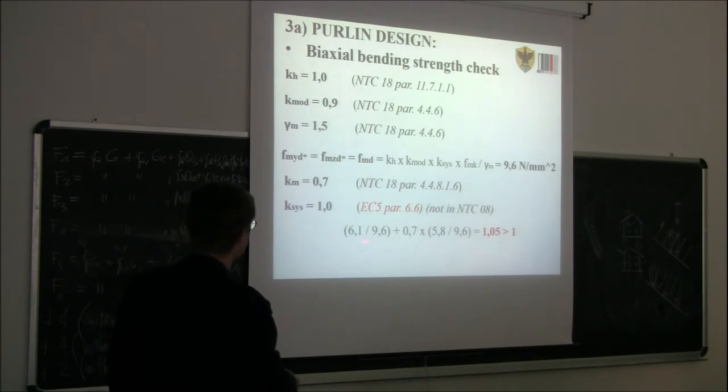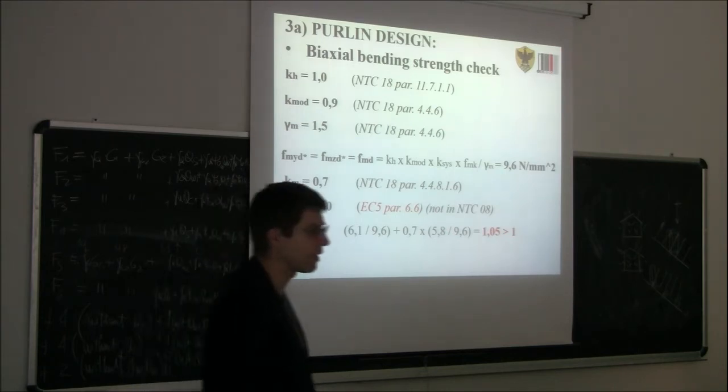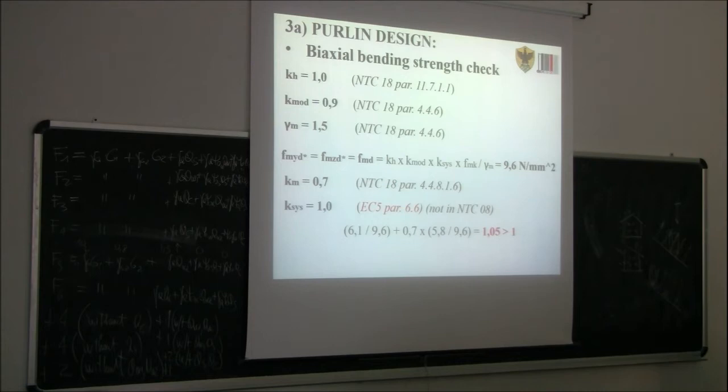In the end, this is our design inequality. So 6.1 divided by 9.6 plus 0.7 times 5.8 divided by 9.6 is equal to 1.05, while instead it should be less than 1, meaning that this cross-section does not satisfy the ultimate limit state of biaxial bending.